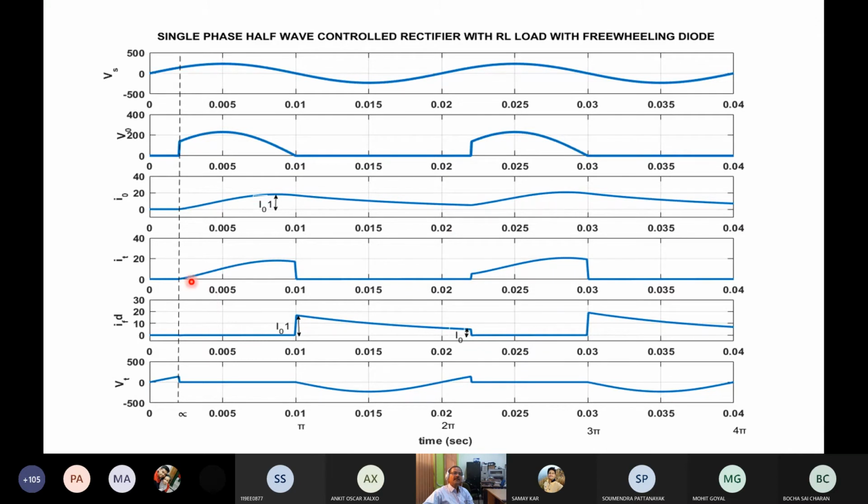This is the thyristor current. It starts, goes to peak, then 0. When the freewheeling diode starts conducting at pi, the thyristor turns off automatically. These are all simulation results. This is the freewheeling diode current. When the thyristor stops conducting, the load current flows through the freewheeling diode.